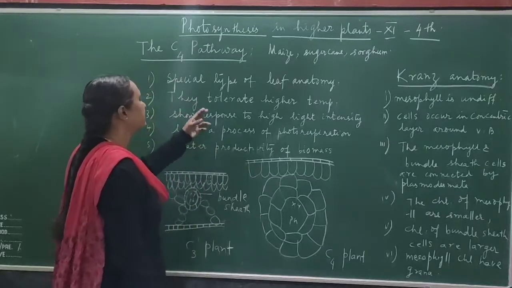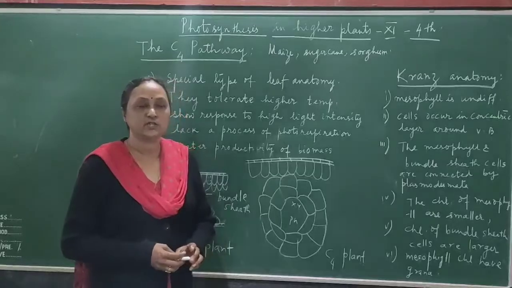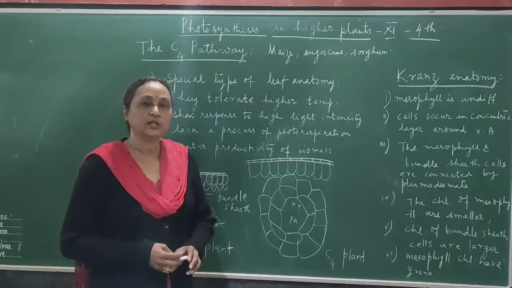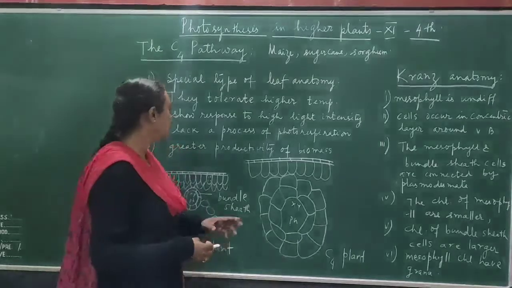Now the second point is that they tolerate high temperature. So generally the plants in which the C4 cycle is operating grow in areas which have high temperature and high light intensity.